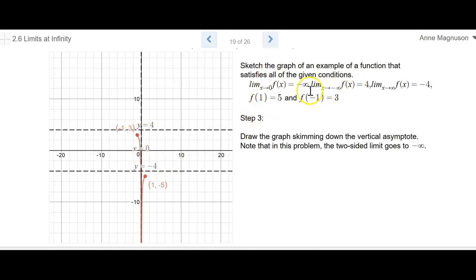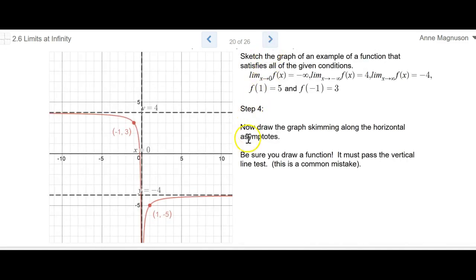Then notice that the limit as x goes to 0 of f of x is negative infinity, so that means that the graph goes down the y-axis on both sides, coming from both directions, because the two-sided limit is negative. And then finish the graph by skirting along the horizontal asymptotes, making sure you go through those points that you've already plotted. Make sure you don't violate the vertical line test. You need to draw a function.